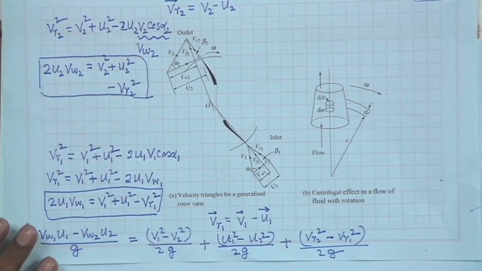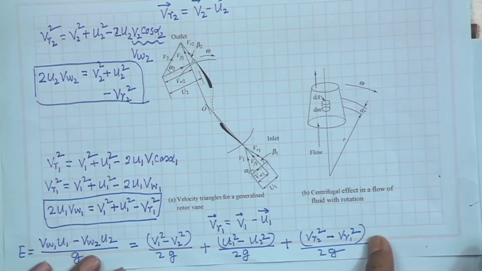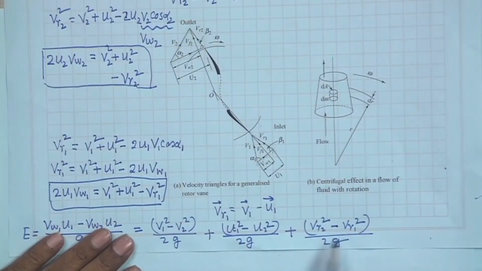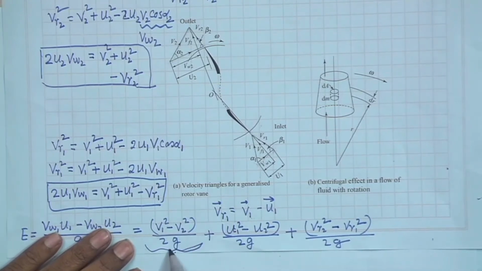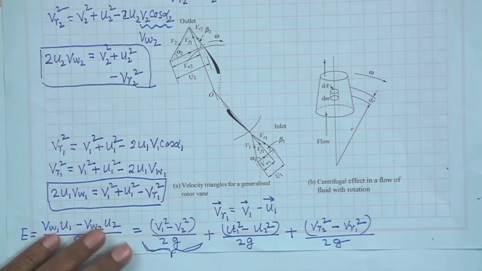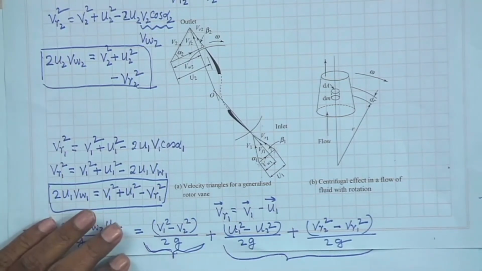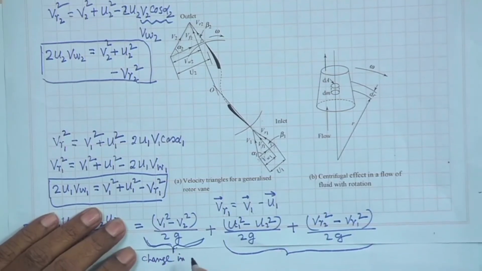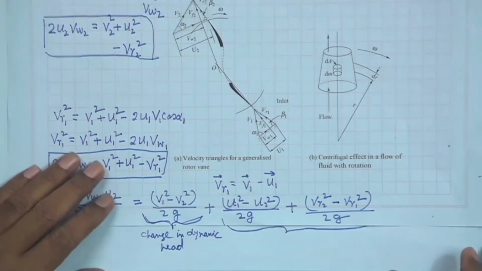Now, here absolutely one thing is apparent, that the net energy exchange, or the net energy delivered by the fluid, depends on three components. One is the change in its kinetic energy. This is purely the change in its kinetic energy, the change in the absolute velocity. So this is known as the change in dynamic head. Change in kinetic or dynamic head. Head is again the energy per unit mass.